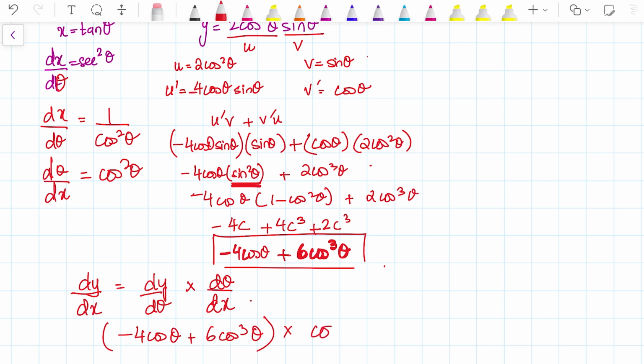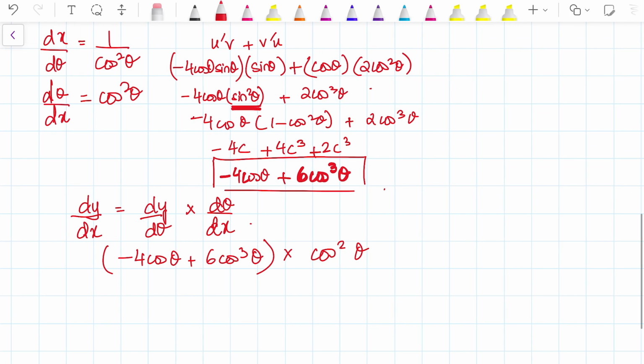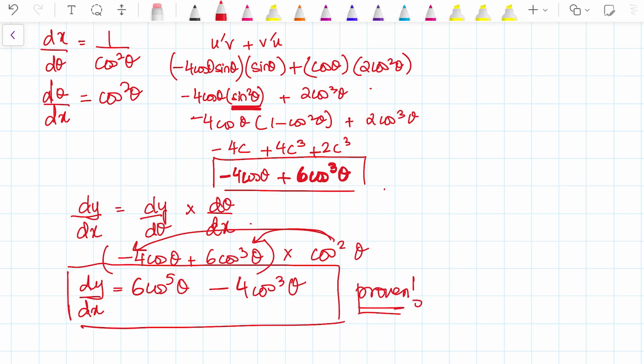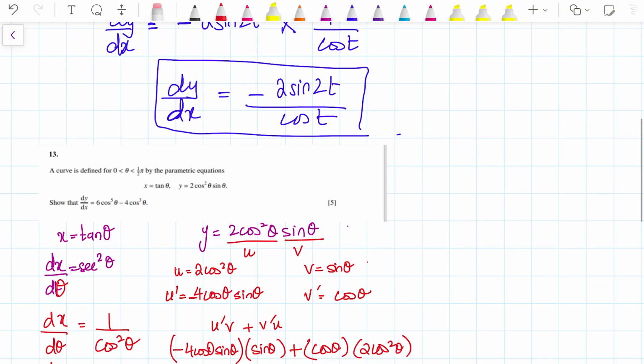Let's input it here. Multiply it. 6 cos power 5 theta, multiplying it with this and then this, minus 4 cos cube theta. And this is exactly what they want us to show in the question. Proven.